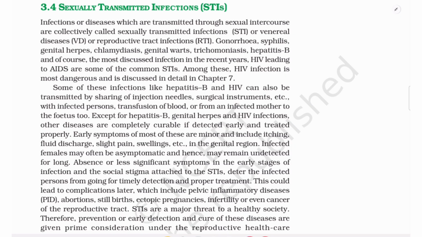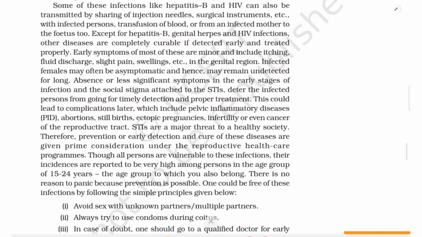Among these, HIV infection is most dangerous and is discussed in detail in chapter 7. Some of these infections, like hepatitis B and HIV, can also be transmitted by sharing of injection needles, surgical instruments, etc., with infected persons, transfusion of blood, or from an infected mother to the fetus, too. Except for hepatitis B, genital herpes, and HIV infections, other diseases are completely curable if detected early and treated properly.